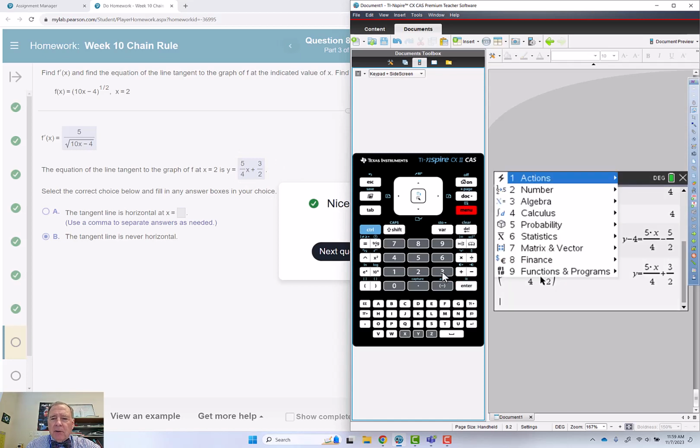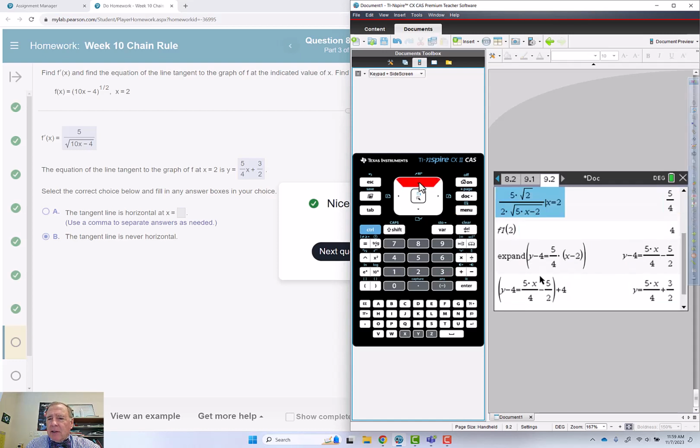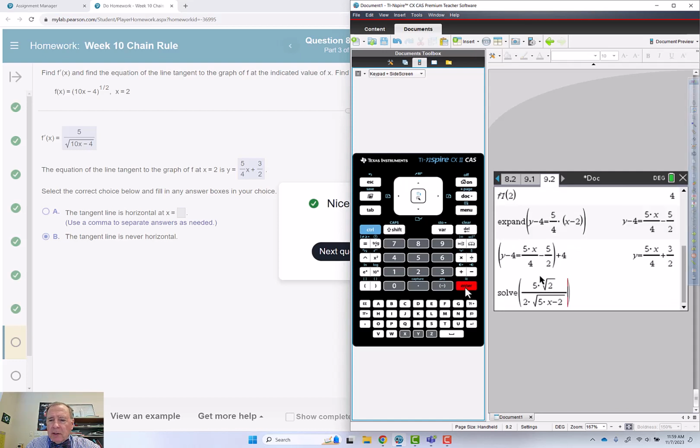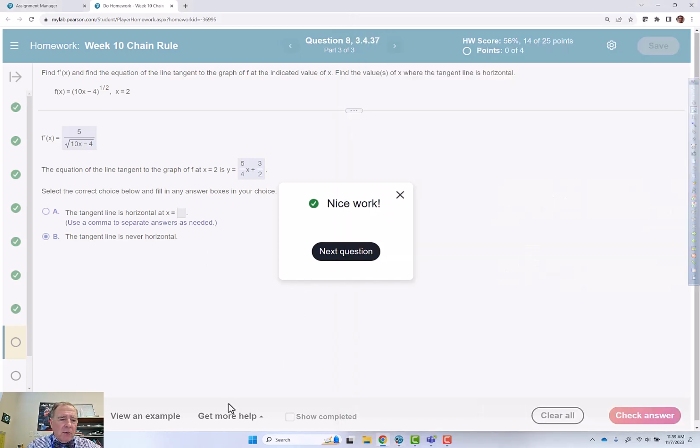And we can also use menu, algebra, solve, go all the way back and get the derivative. So there's the derivative the way they did it. Set it equal to 0, solve for x. And it says it just doesn't happen. So the tangent line is never horizontal. And we did get the whole question right.